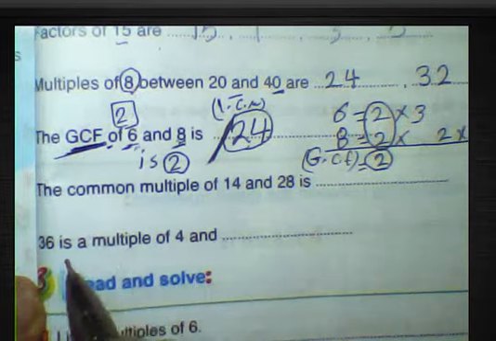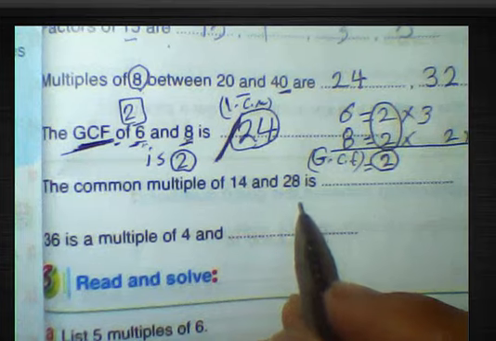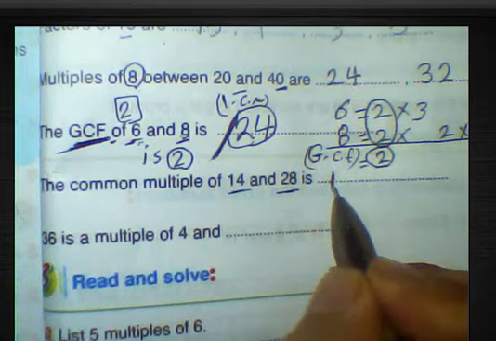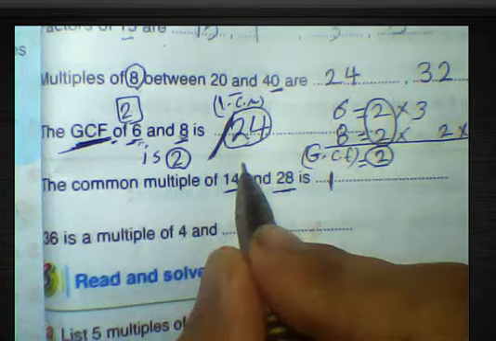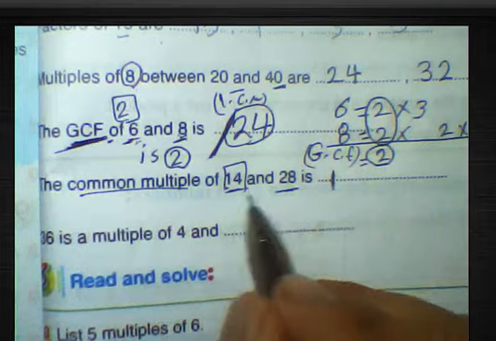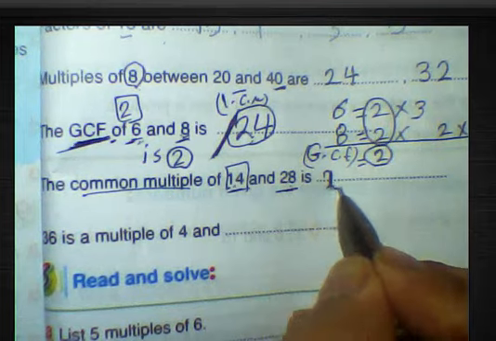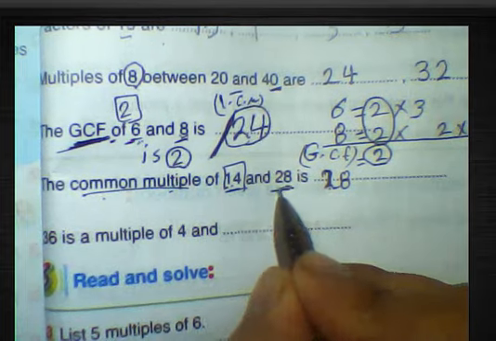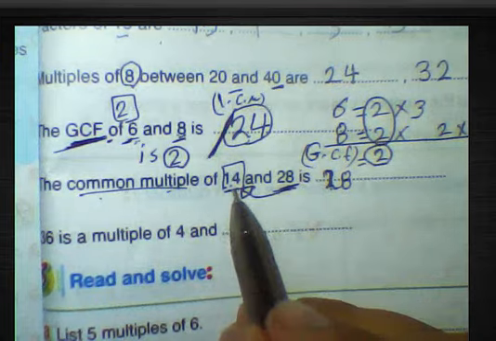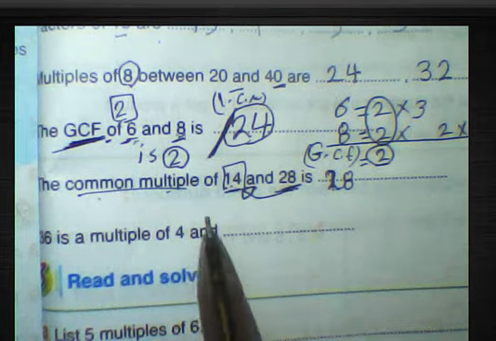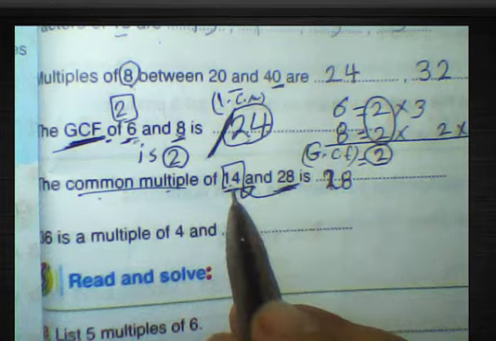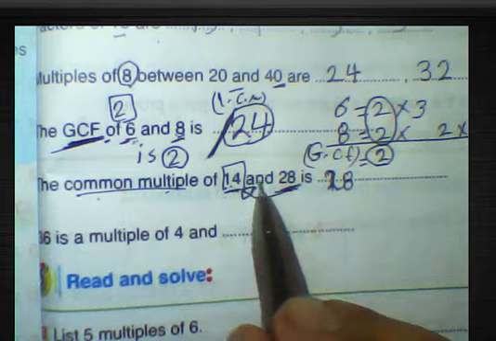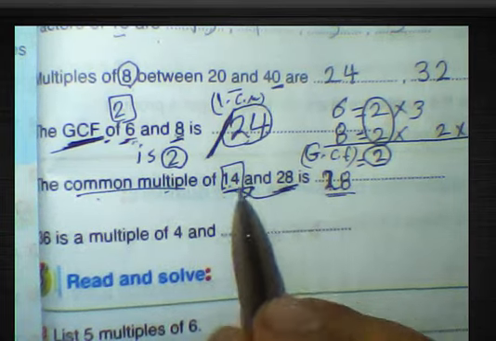Next question. The common multiple of 14 and 28 is 28, because 28 can divide by 14. 14 here is the greatest common factor, but he wants to find the common multiple. 28 is the common multiple of 14 and 28, because 28 can divide by 14. If the teacher asked you about the greatest common factor between 14 and 28, you must choose 14. But in this example, he asked about the common multiple of 14 and 28, which is 28.